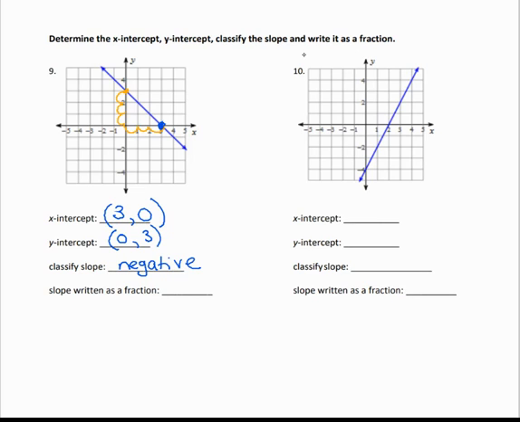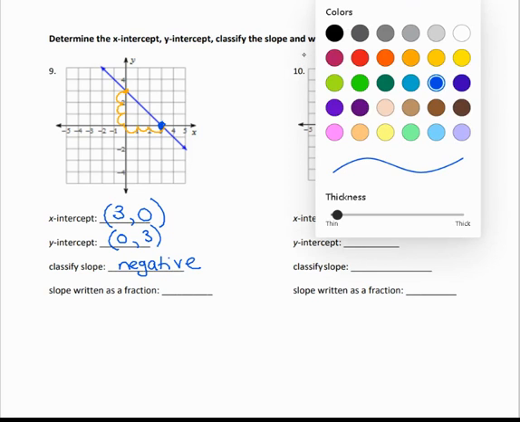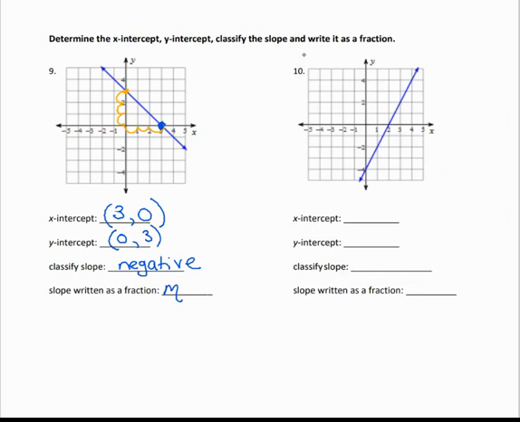If you picked the ones that are already highlighted, then just remember, right? If I say down 3 over 3, don't leave it like that. Reduce it, right? That really means negative 1 over 1 or negative 1. Either of these answers is acceptable. Don't leave it as 3 over 3. Any questions there? Is everybody doing okay with those types of problems?